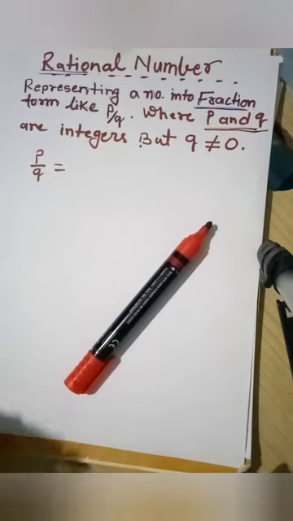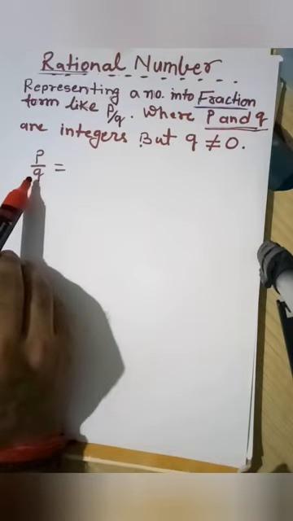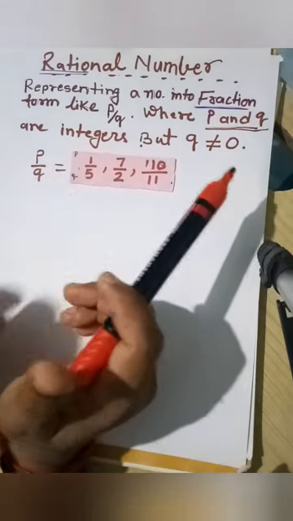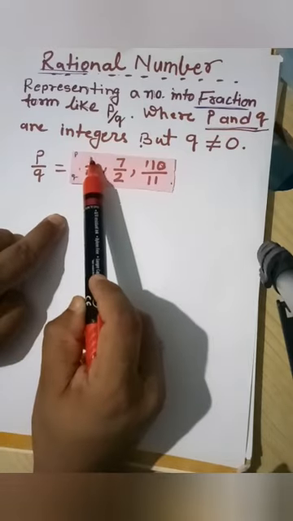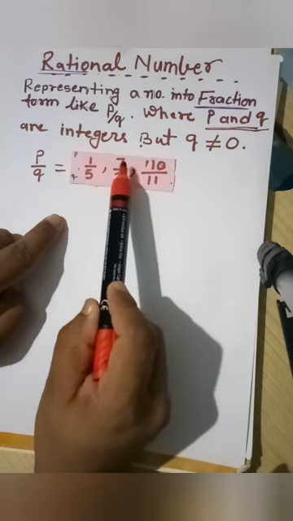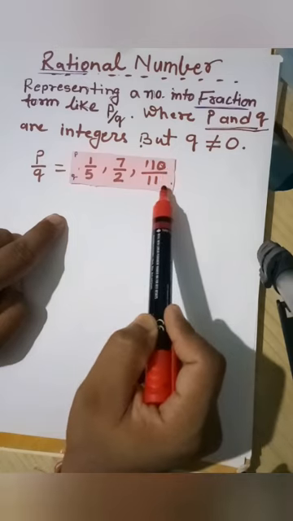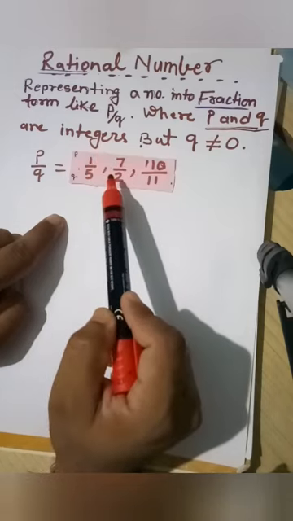So let's take some examples about p upon q. I have written here that q cannot be equal to 0. Now let's take the examples: 1 upon 5, where our p value is 1 and q value is 5, and q is not equal to 0 here. Again 7 upon 2, as you can see here, 2 is not equal to 0. That means it is a rational number. 110 upon 11, where our q is not equal to 0. That means all these fractions are rational numbers.